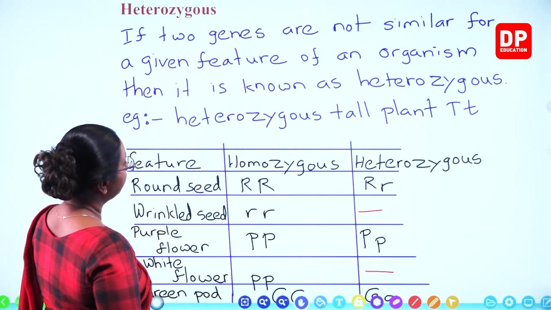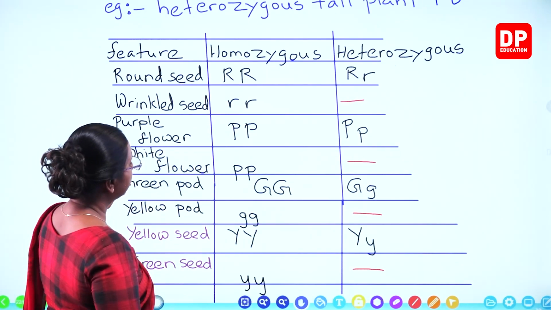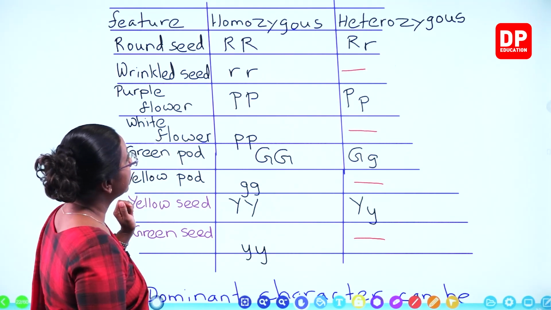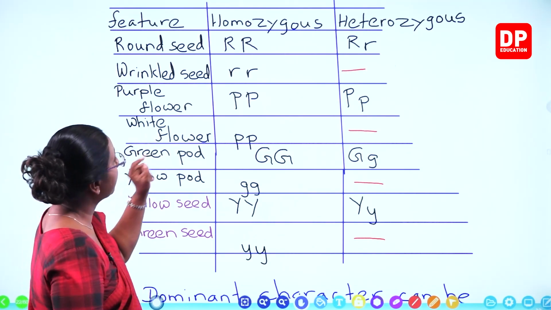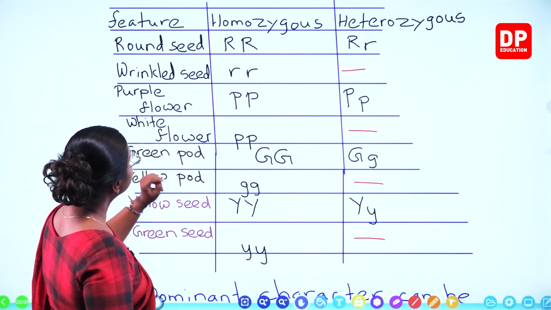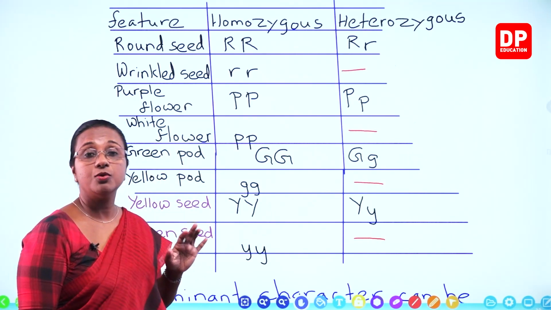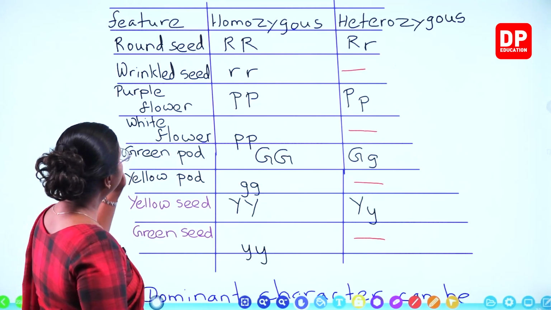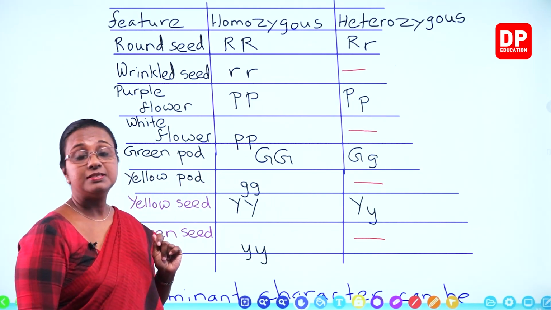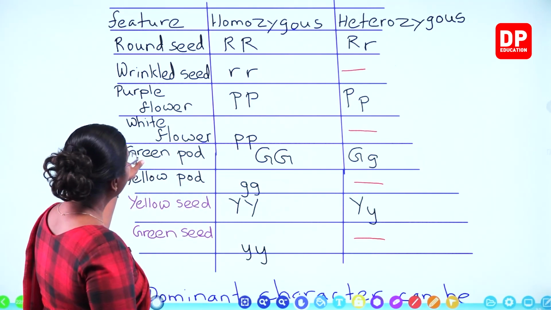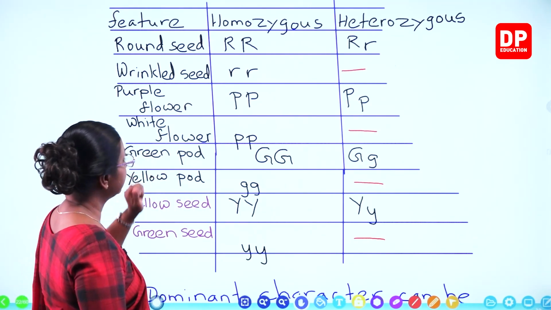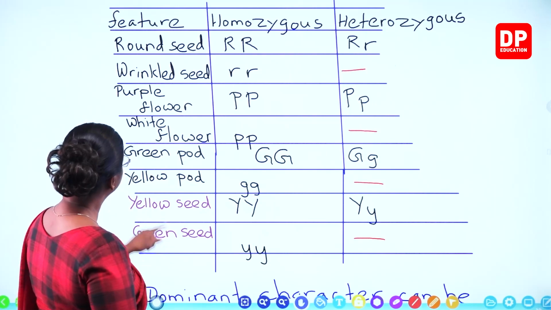Then here, I gave you all a table where we looked at a few examples. Feature, homozygous, heterozygous condition. Round seed: capital R, capital R homozygous, capital R, small r heterozygous. Then wrinkled seed, only small r, small r, homozygous condition. Purple flower: capital P, capital P, homozygote; capital P, small p, heterozygote. White flower, small p, small p, homozygote because it is the recessive character.